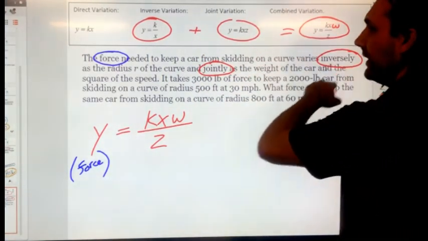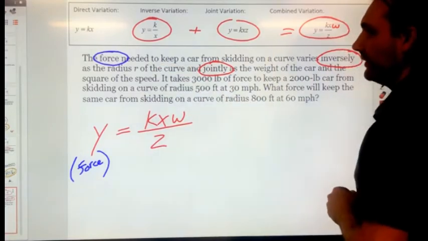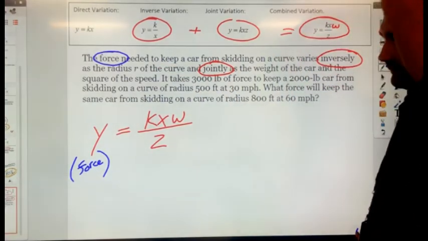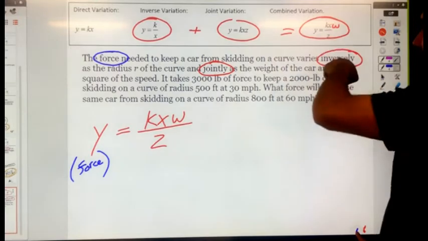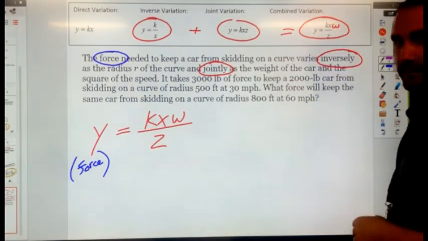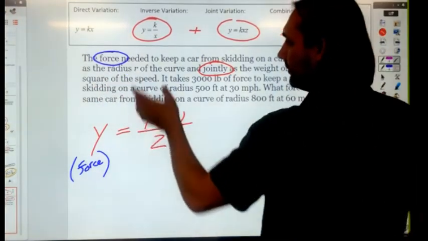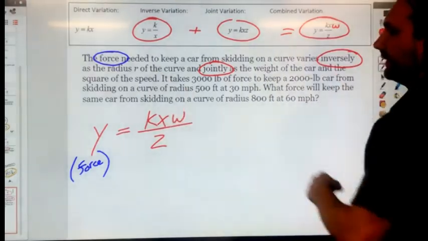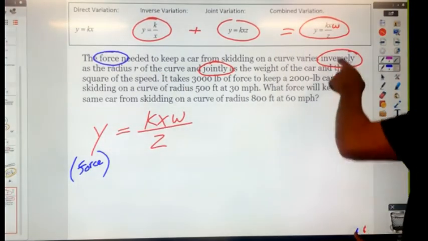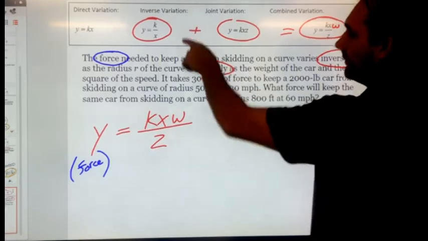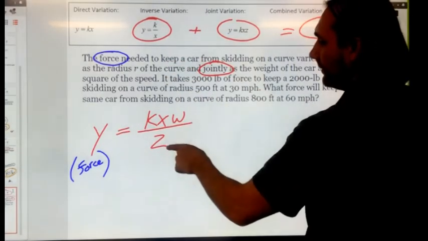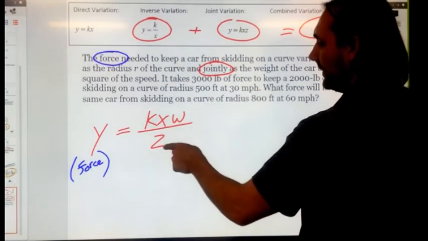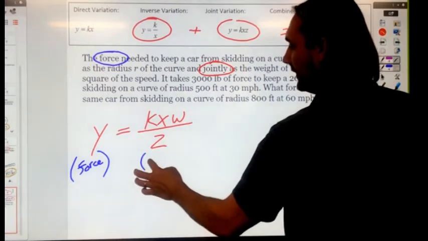Notice inversely as the radius. So what letter would you use for radius? I could replace it with R, but which one of these up here? Is it X? It's not going to be X. Which one of these represents inverse? W? Or Z? It's going to be Z. Z is at the bottom. Anything inversely is going to be on the bottom.